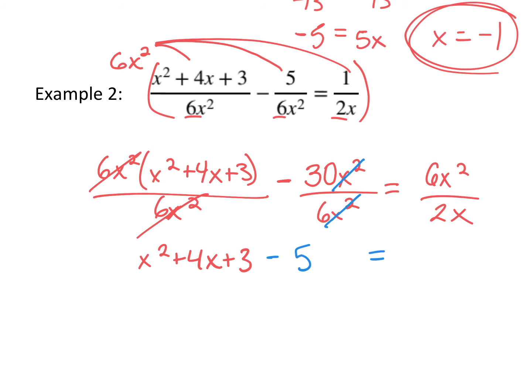Okay, but then on the right side, we'll start with the numbers. So 6 divided by 2 is? And then x squared over x. That one is going to have an x. Good.